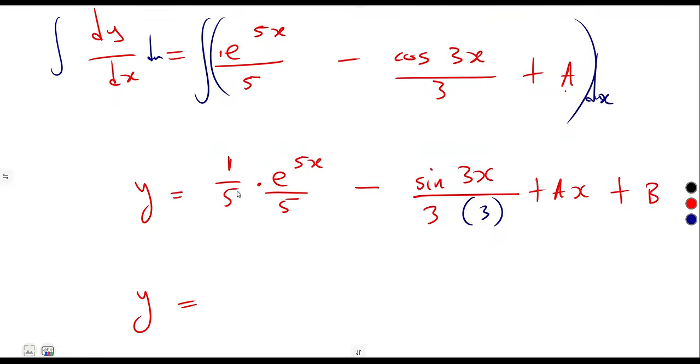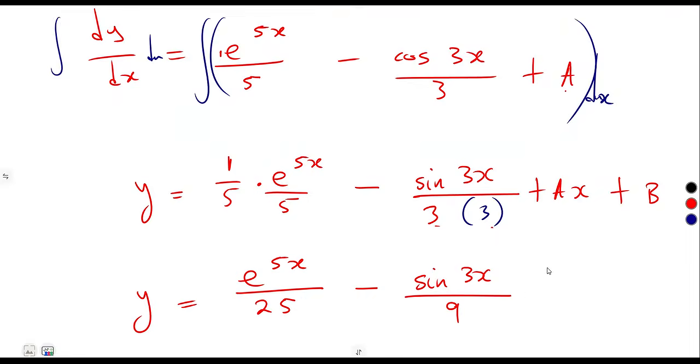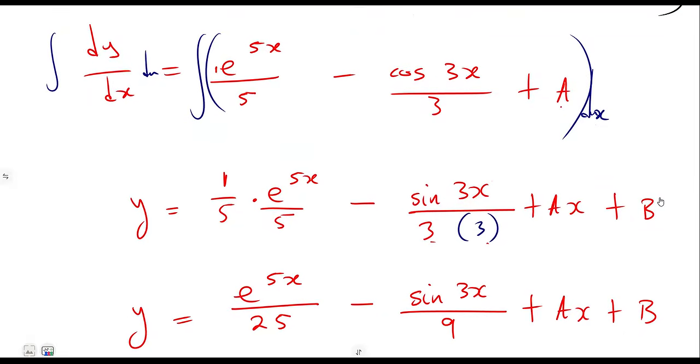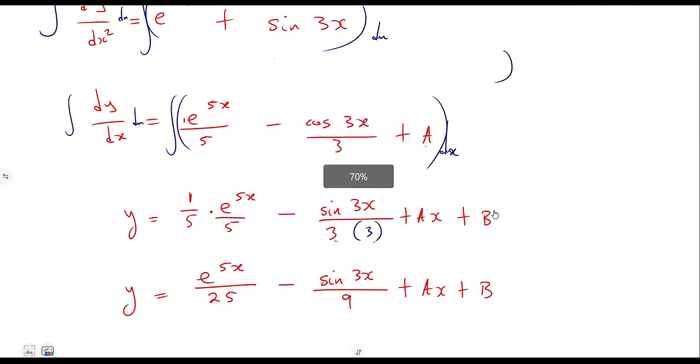So that is what you're going to have at the end. Therefore, y is equal to e to the exponent of 5x over 5 times 5, that is 25, minus the sine of 3x over 3 times 3, that's 9, plus ax plus b, like that. So that is basically what you're going to have from the given information.